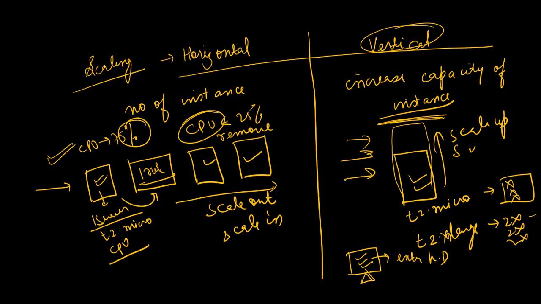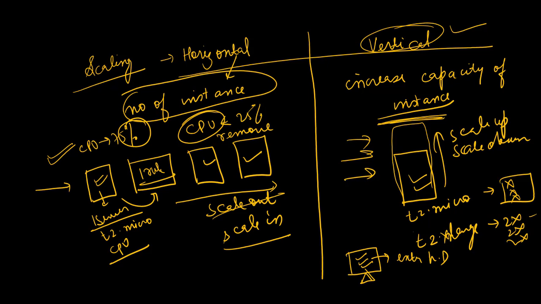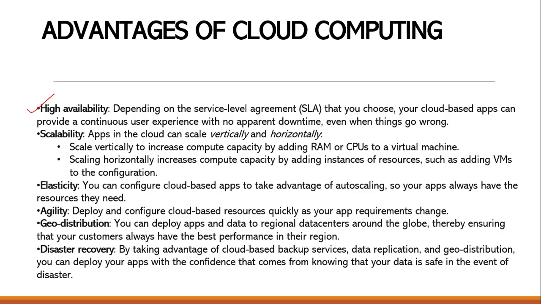And you can also scale down if you are underutilized. So always remember, with vertical scaling we have the terms scale up and scale down, and with horizontal scaling we have the terms scale out and scale in. Horizontal: number of instances you are increasing. Vertical: increasing the capacity of a single instance. Got it? That's great. So that was about scalability.